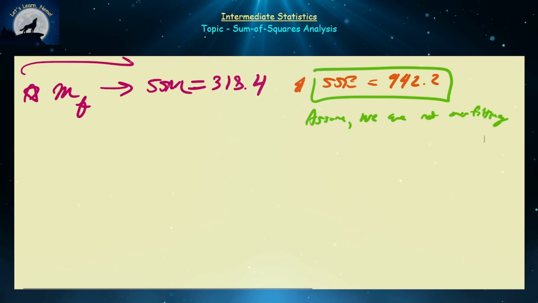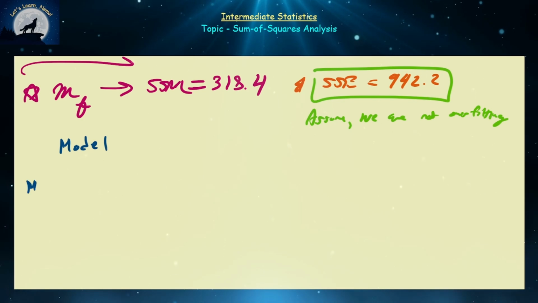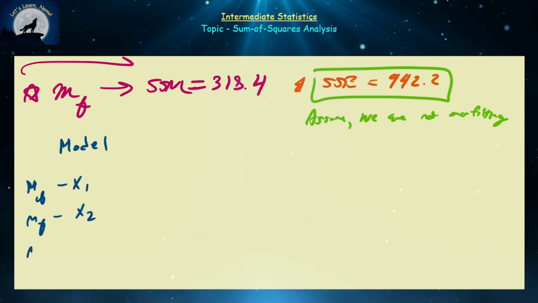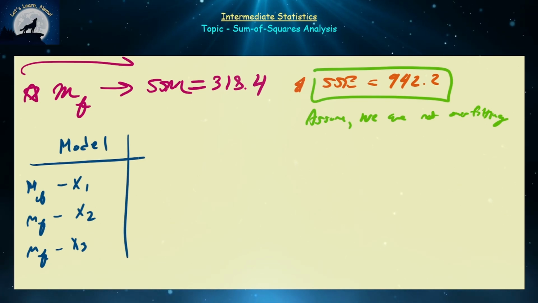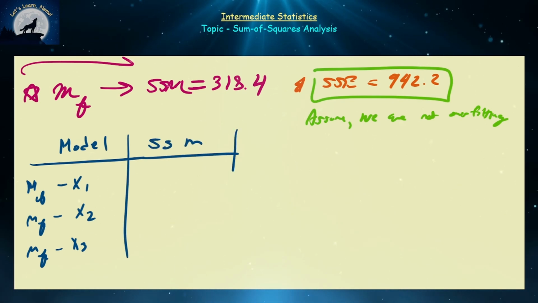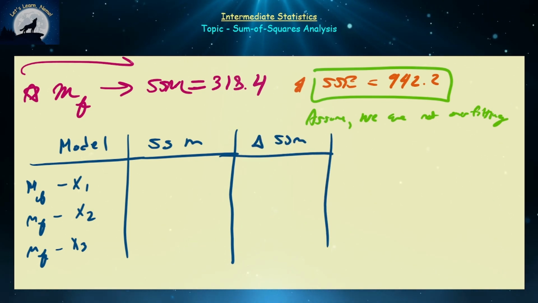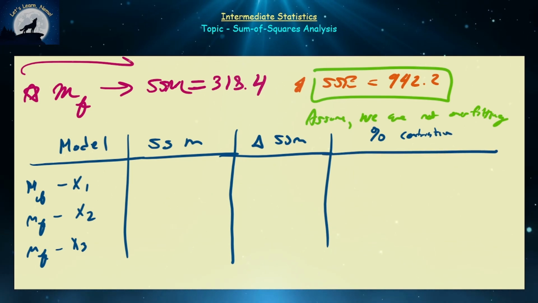So once you have your full SSM, now we can get our partial SSMs and then analyze from there. Right? So for our model, we're going to take our full model and take away x1, and then our full model and take away x2, and then our full model and take away x3 in each of them. And then we're going to be calculating our SSM as usual, our change in SSM, and then we can get our percentage contribution to our model as well.